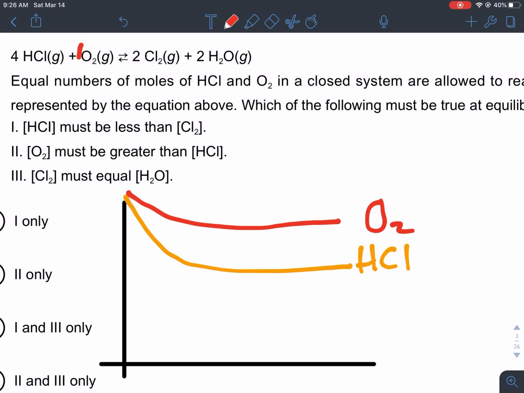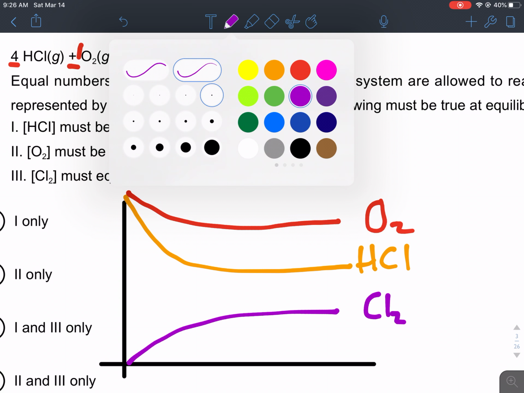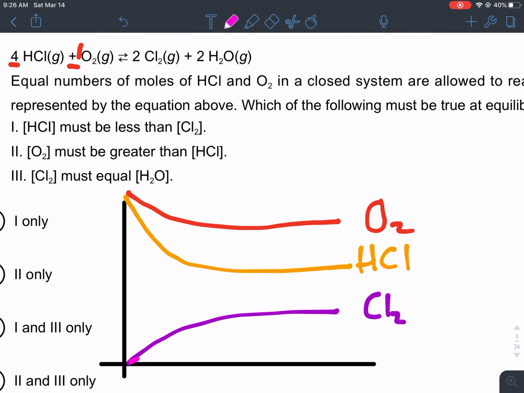Where am I getting this from? From the coefficients here, okay? The coefficients are telling me that there are going to be 4 HCl's used for every 1 O2 used. Now, Cl2 is going to increase by 2, but so will H2O. H2O is right there too, so they're both going to increase at the same rate.